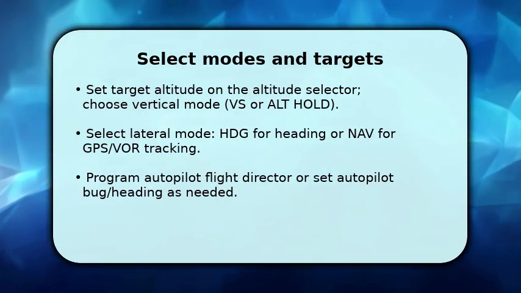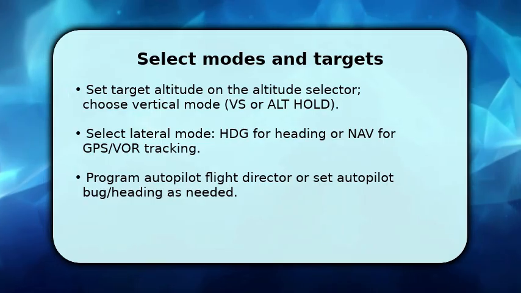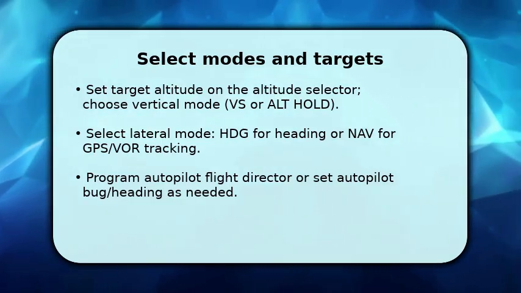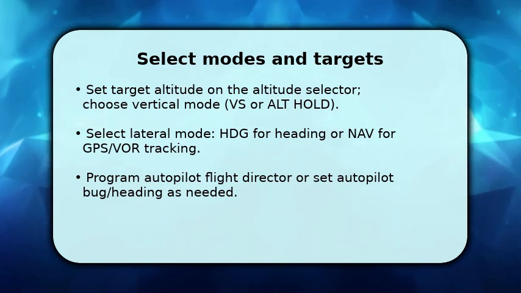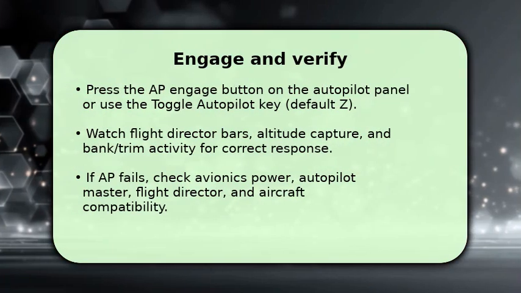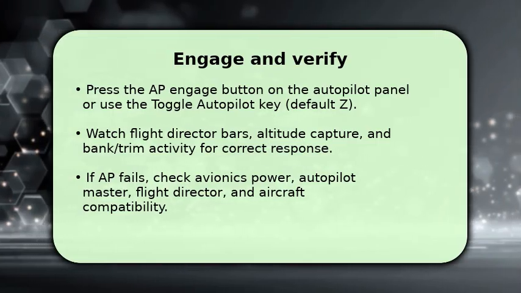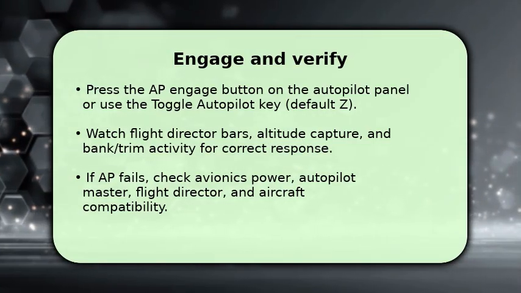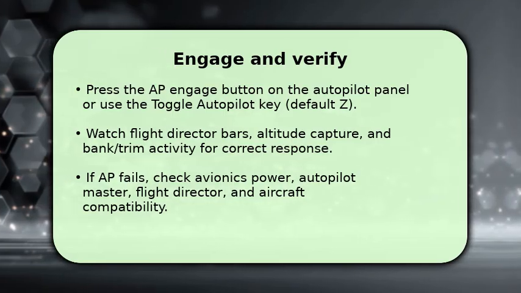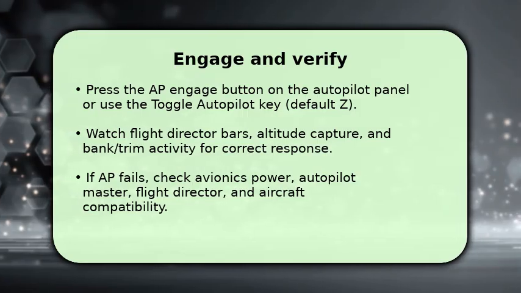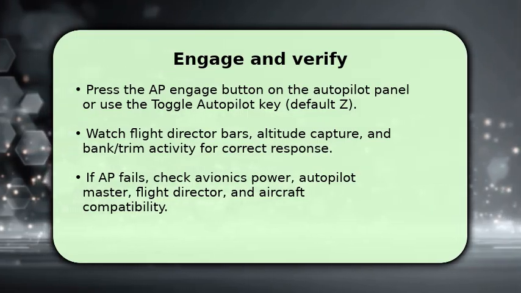Once you've set altitude, heading/course, and any flight director guidance, the autopilot is configured. Now engage autopilot using the AP Engage button on the panel or the toggle autopilot key, default Z, so the system takes control. Immediately verify it follows the flight director bars, captures your set altitude cleanly, and trims to relieve control pressures. Monitor navigation tracking for any cross-track error.